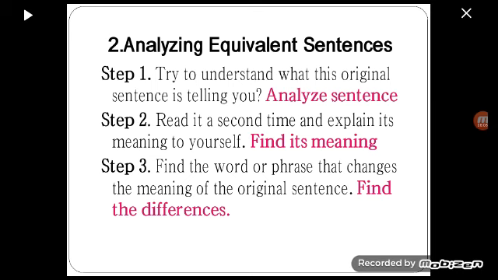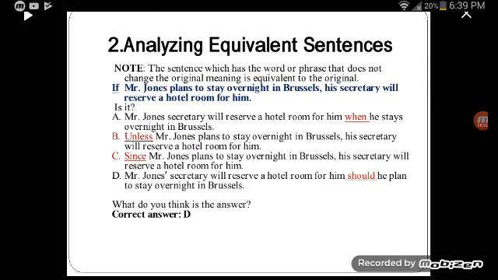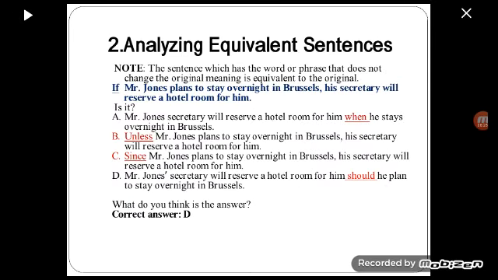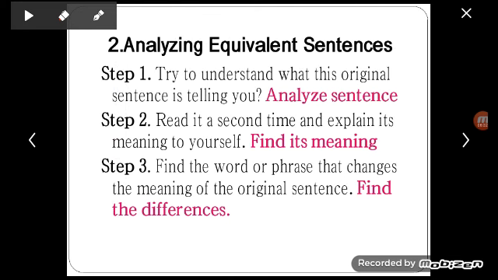Let's move to our next item, analyzing equivalent sentences. When we're analyzing equivalent sentences, it's very important that we analyze the sentence itself. What that means is that we try to understand what the original sentence is saying. Secondly, we need to find the meaning of this sentence. What that means is that we need to read the sentence a second time and explain what it is saying to ourselves. Step 3, we look at the original sentence and the answers given to see if we can find the differences.